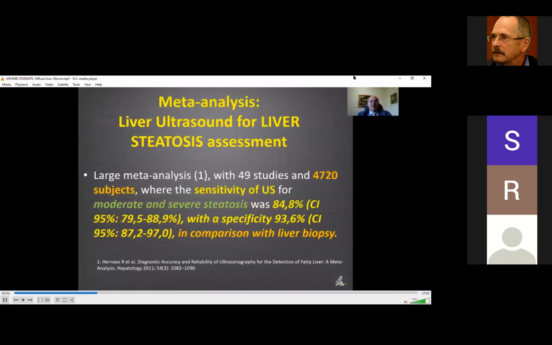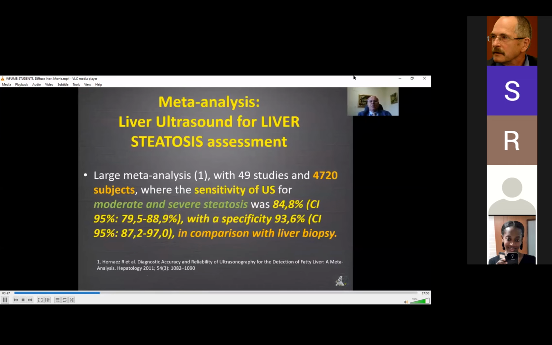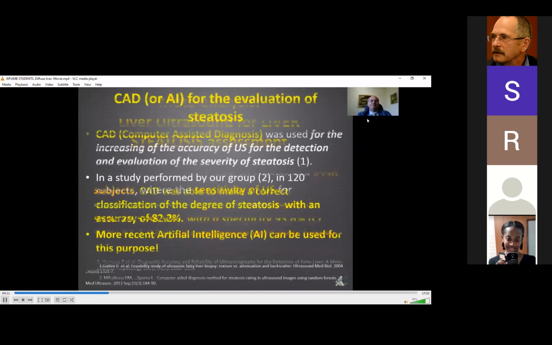This is a meta-analysis that was published some years ago in more than 4,000 subjects, where they found the sensitivity of ultrasound for moderate and severe steatosis was 84% and the specificity was 93% in comparison with liver biopsy. These are very good results that permit us to use this method in practice for subjective quantification of liver steatosis.